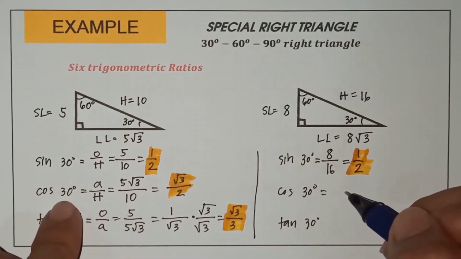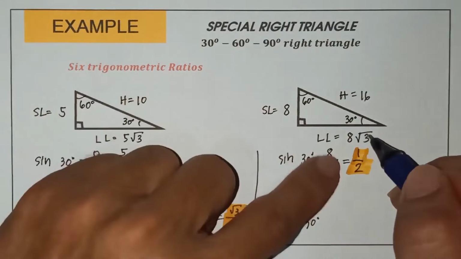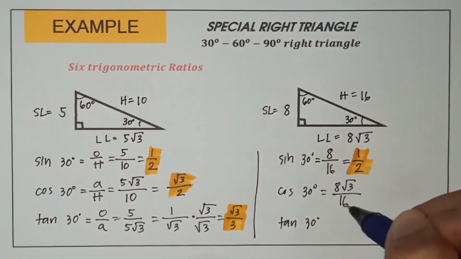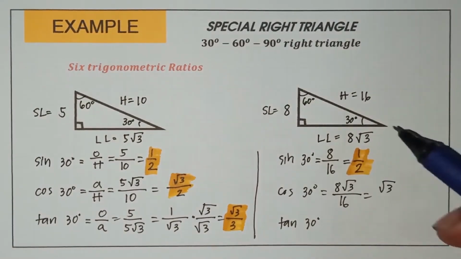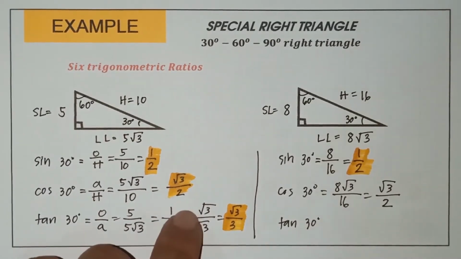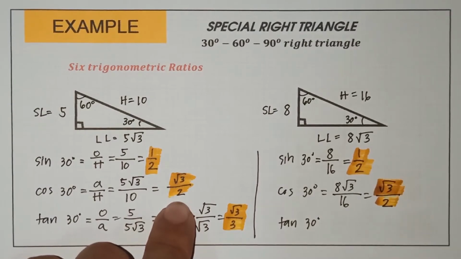And for cos theta, a cos 30 degrees, adjacent, 8 square root of 3 over the hypotenuse. That is square root of 3 over 8 divided by 16 is 2. So we get the same answer also. Square root of 3 over 2.